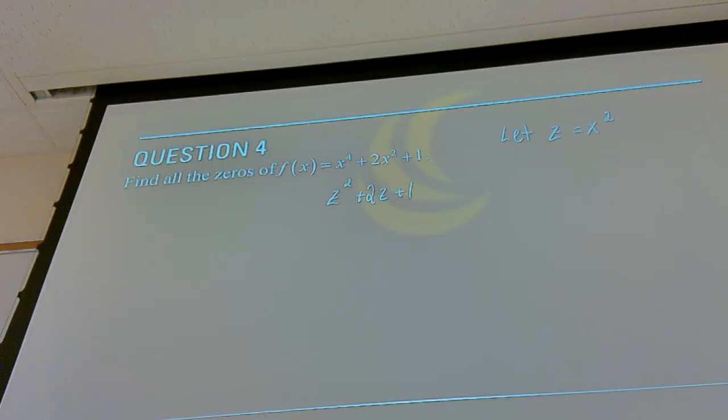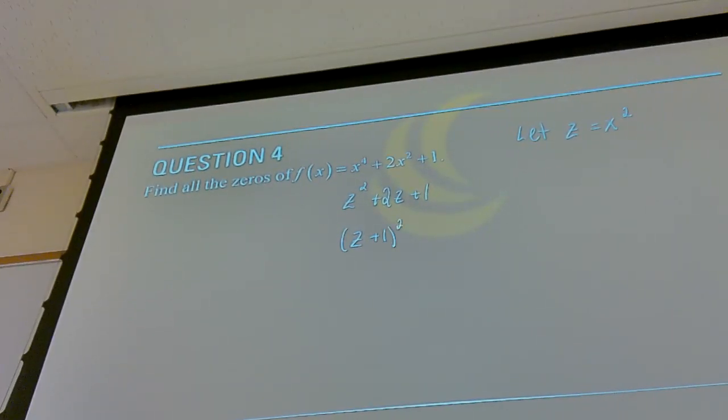Can z squared plus 2z plus 1 be factored? What does it factor to? So what's the zeros for z? Set that equal to 0 and solve. What do you get for z? -1. What was z? x squared.